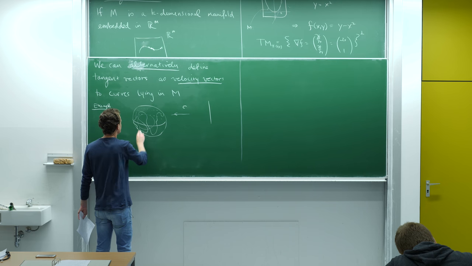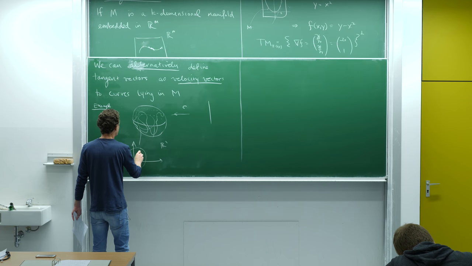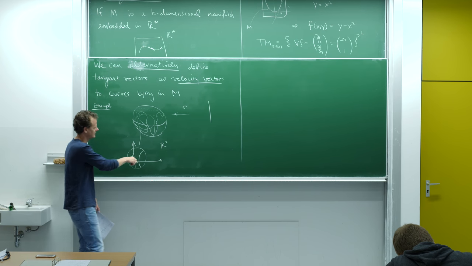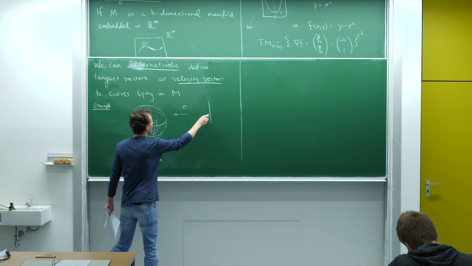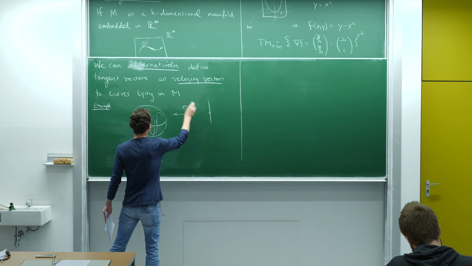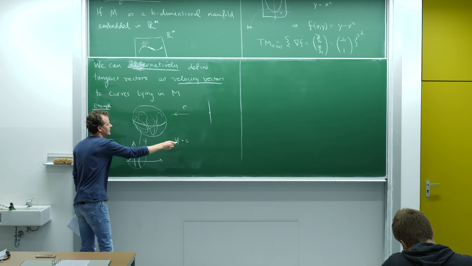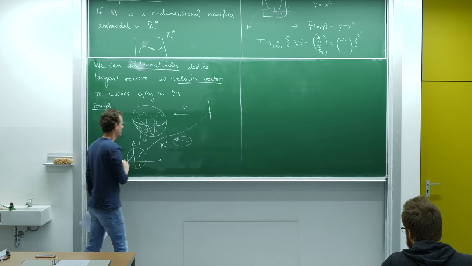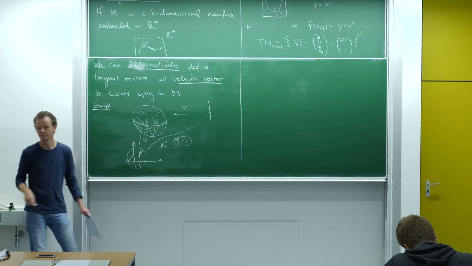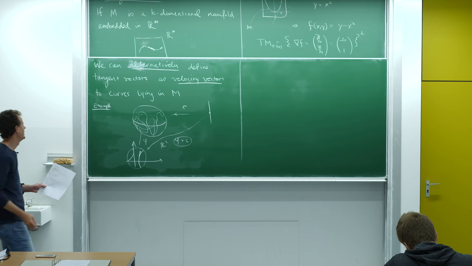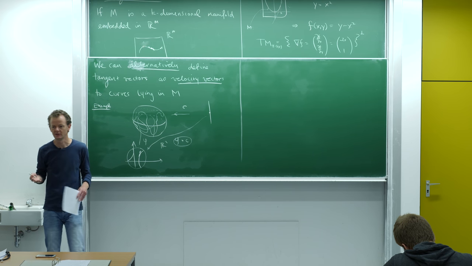Take some chart to R^2, and it looks something like this. That's the curve. In this case, it's two pieces of the curve that land in that chart. And then you take velocity vectors of this function that goes first c, then phi. So you take velocity vectors of this curve here, and those will define vectors in R^2. And then you say that this idea of something being a velocity vector is really what a tangent vector is.